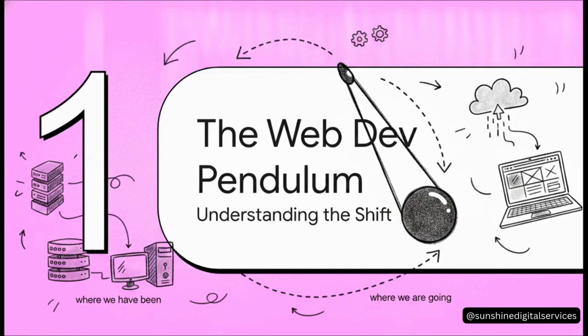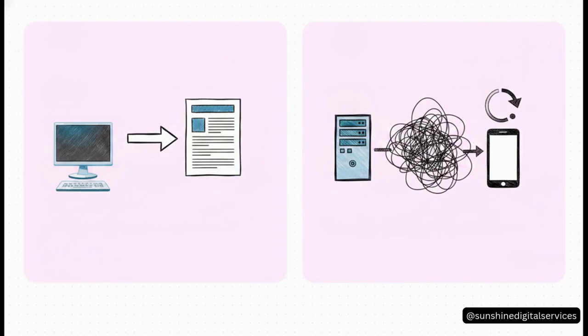Section 1. The web development pendulum, understanding the shift. To really get this, let's compare two totally different eras. On the left, we've got the old way, traditional server-side rendering. Back in the day, the server literally did all the heavy lifting. Every single time you clicked a link, the server generated a brand new page and sent it over. It was reliable, sure, but it could feel a little clunky.